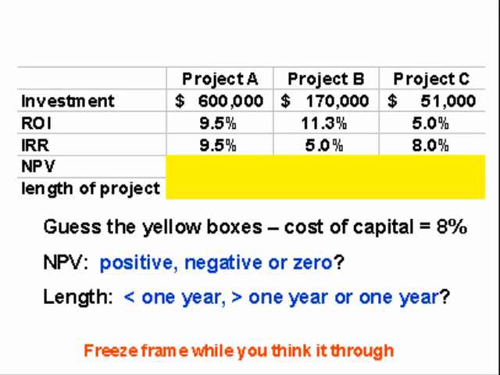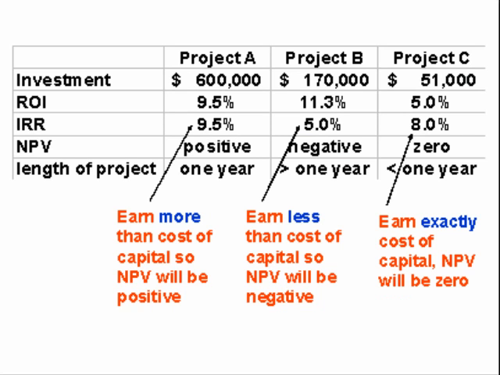Guess these yellow boxes: positive, negative, or zero net present value, and how long is the time frame of the project? Freeze the frame while you're thinking. That's right. First one's going to be positive, second one's going to be negative, last one's going to be zero. Assuming an 8% cost of capital.